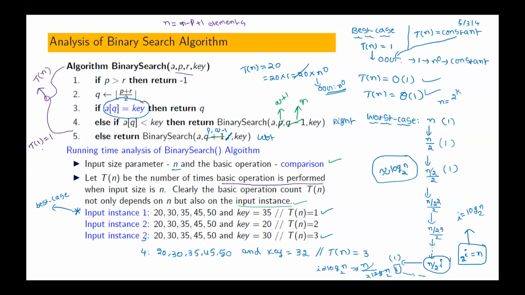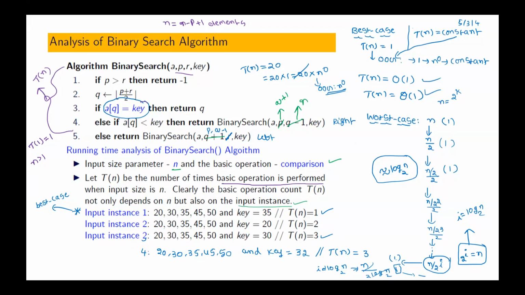When the value of n is greater than 1, how many times is it performed? Here it performs 1 time, then it goes to either the left side or the right side. For the worst case, it repeats that process, no? Log n times.